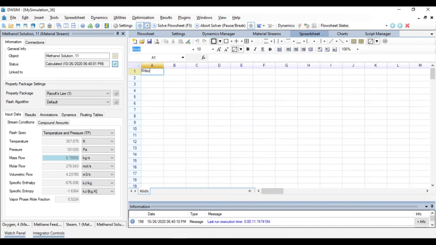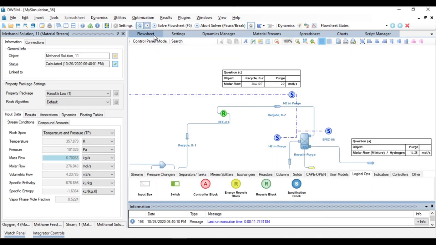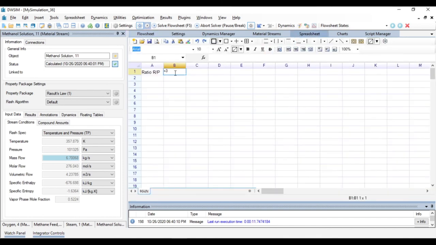Now we will use a spreadsheet to get the ratio. So the ratio of R and P, recycle and purge. We have 384.107 divided by 20. So that is the ratio of the recycle and purge.